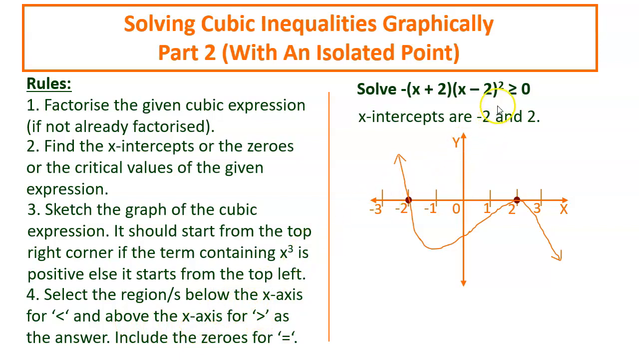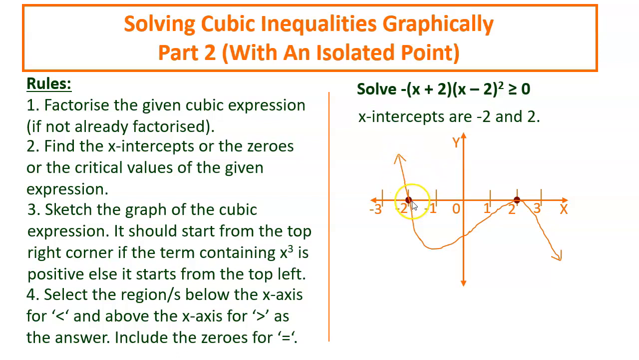Now in this case, it is greater than or equal to 0, so we have to include the x-intercepts. Along with that, these 2 points, what will be the region or regions that we have to take? Since it is greater than 0, we have to take the regions which lie above the x-axis. So from this graph, we are seeing this is the only region which is lying above the x-axis.